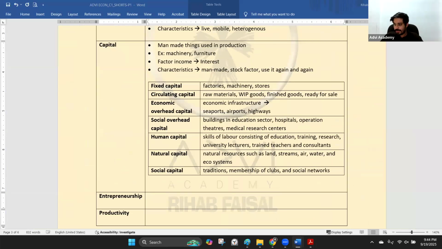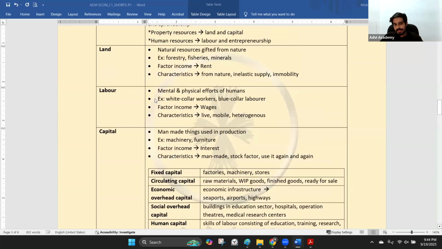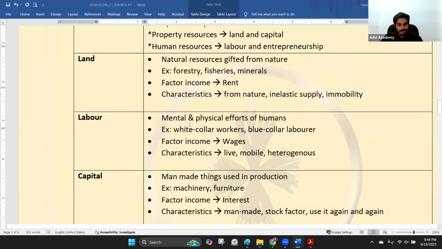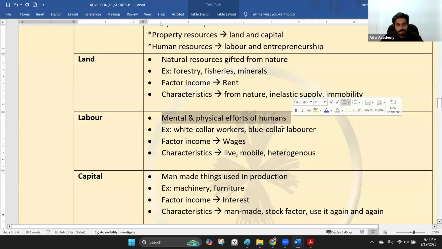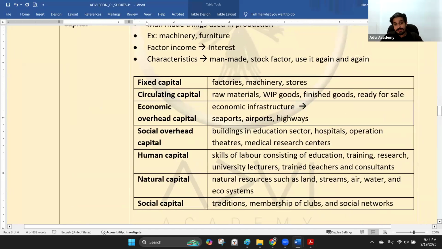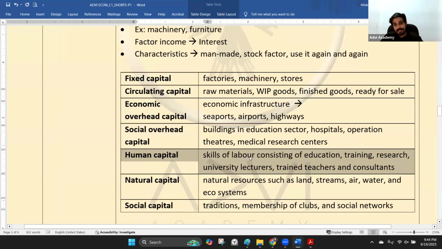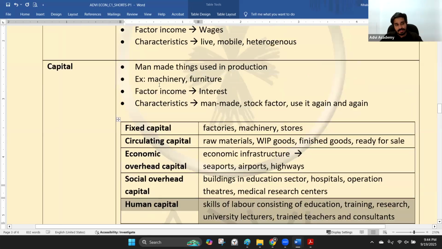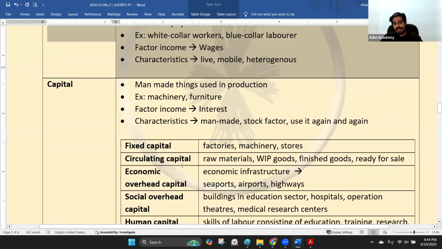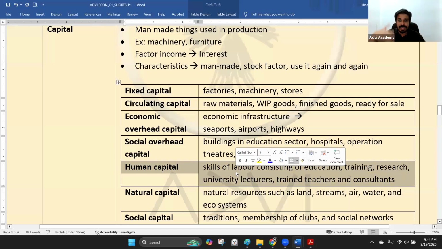Now, you all understand what this is, no? Now answer this question first and foremost. Look at this again. Labor is already a factor of production. It says mental and physical effort of humans. Then why again are we going and putting human capital here? We have said labor is mental and physical effort of humans, no? Then why have we gone and put human capital saying labor once again under capital also?